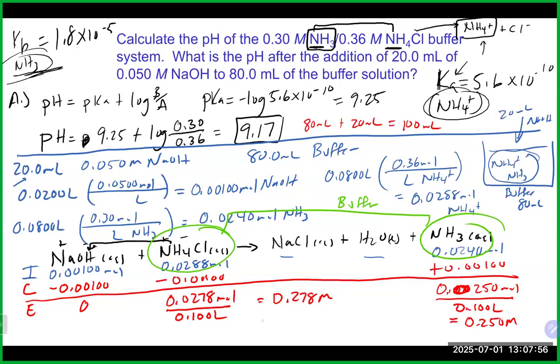I think you could probably see it here. The pH would equal our pKa, which is the same from above, 9.25, plus the log of our base, which is over here, 0.25 divided by 0.278. And let's see how we did here. We end up with a pH, I'll go right here and just circle it, 9.20 in this case.